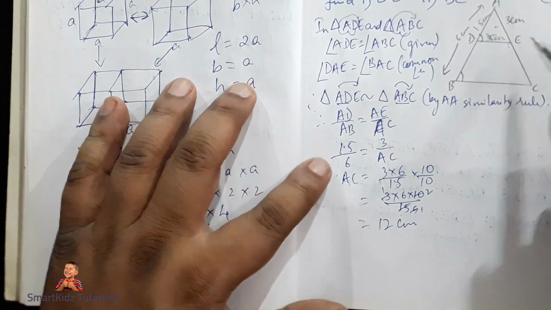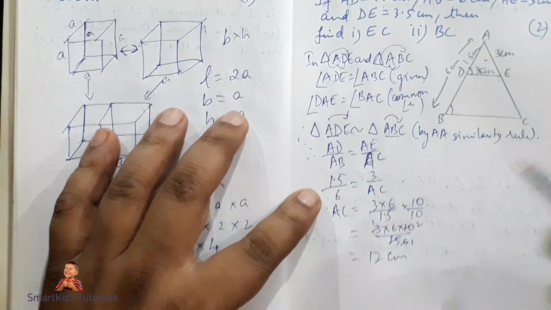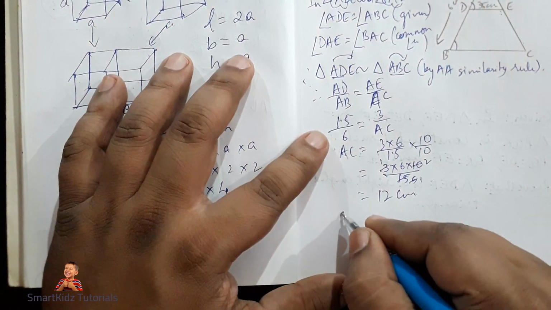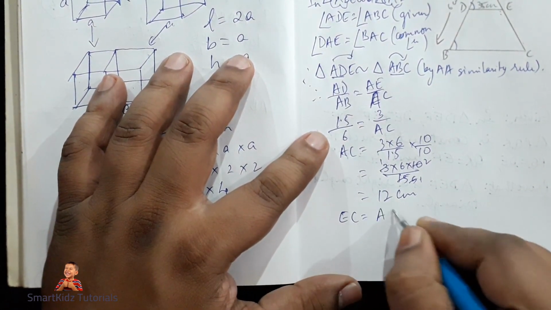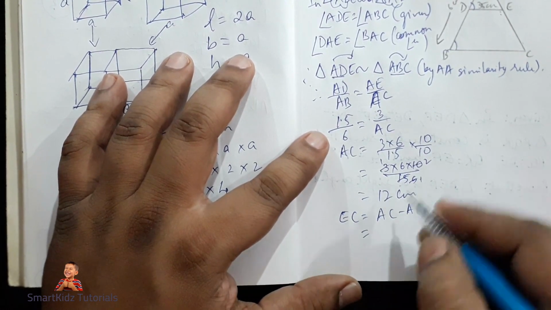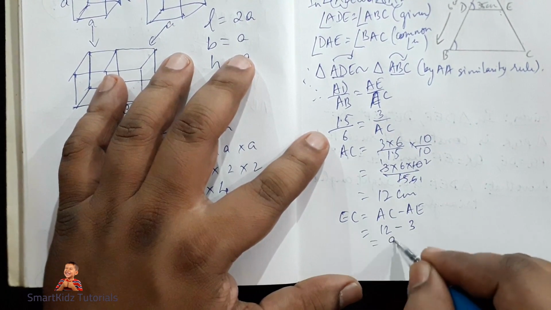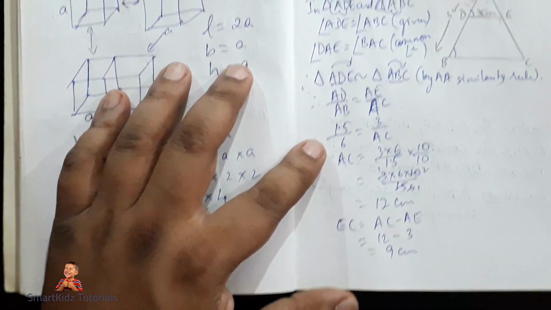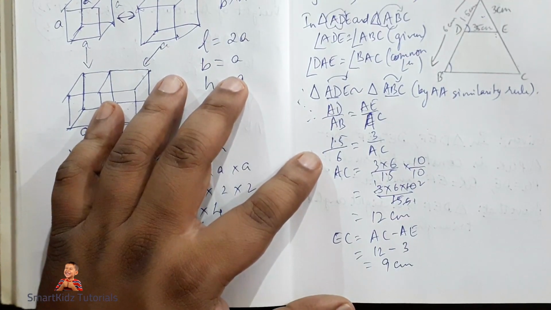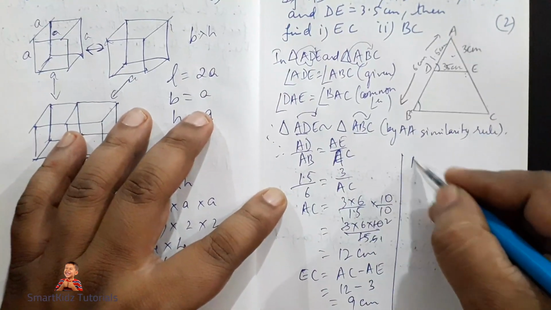So if you want to find out EC, we needed EC, right? So AC minus AE will give us EC. So we'll say EC is equal to AC minus AE. AC we just found out is 12 and AE is given to us as 3. So that means EC is equal to 9 centimeter. Okay. Now do it over here.